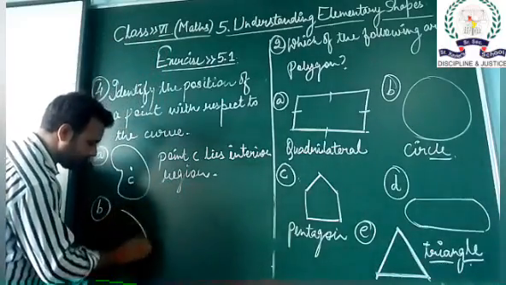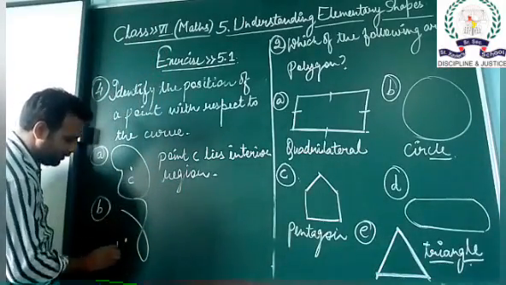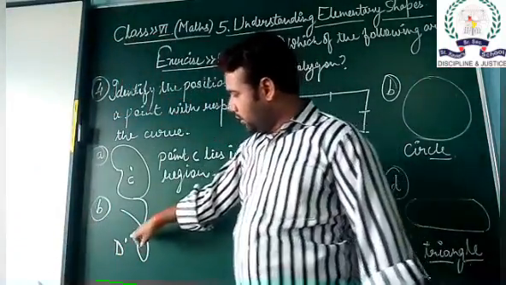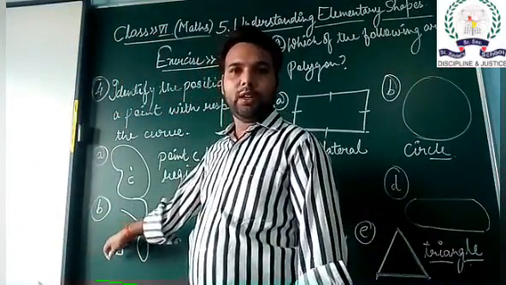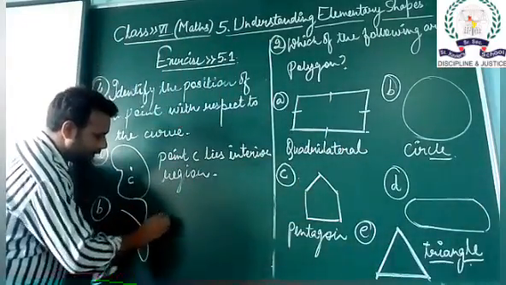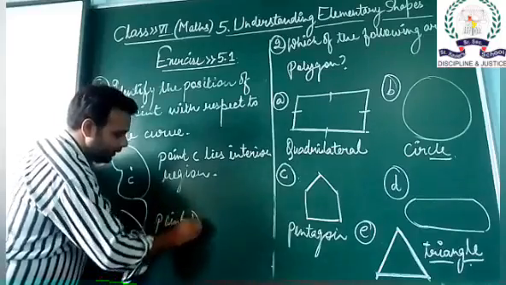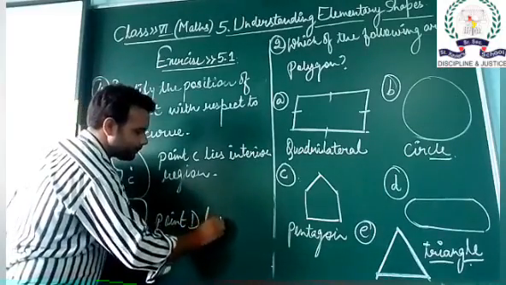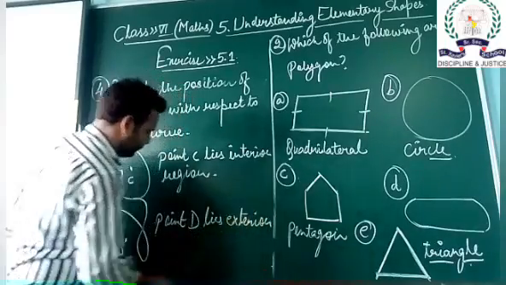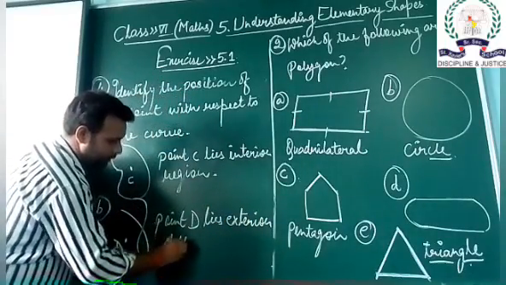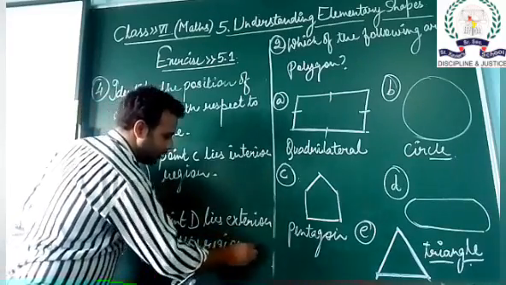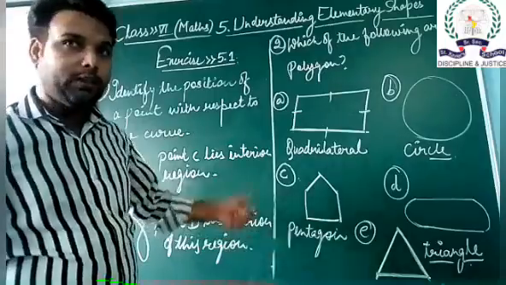And the next one is given, this type of figure. And point B is given here. It means point B lies outside of this figure. It means it lies in the exterior of this region. Point D, right here, point D lies in the exterior of this region. Otherwise, point D lies in the exterior region.